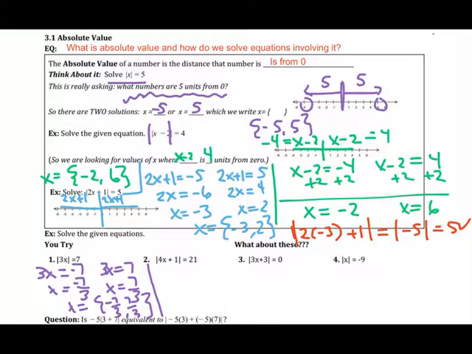Number 2, 4x plus 1 is 21 spaces away from 0 on a number line. So thinking that through, that means it could be 21 spaces below. So 4x plus 1 could be equal to negative 21.